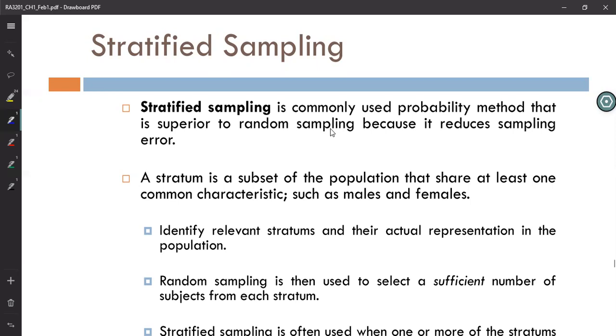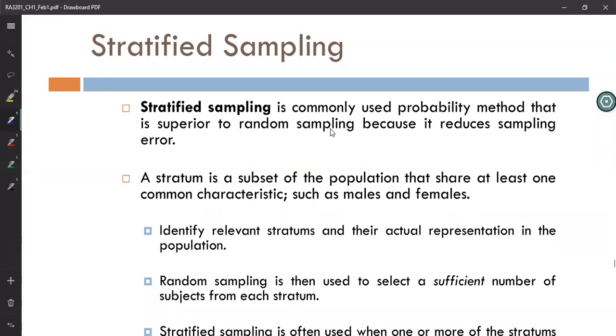Even think about the university population. Think about the engineering faculty. Usually there is a high proportion of males and low proportion of females, right? And when you take a sample of engineering students from the faculty of engineering, you have to make sure your sample also represents a similar proportion of males and females. So that is called stratification.